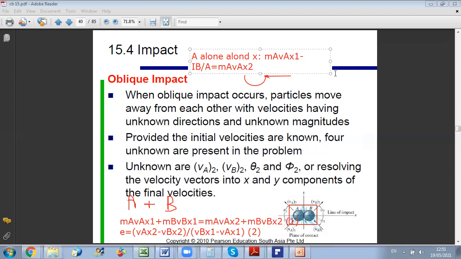أوكي. بينما in Y ما عندك هالمشكلة لأنه in Y ما في impulse أصلا، يعني in Y the velocities will not change.